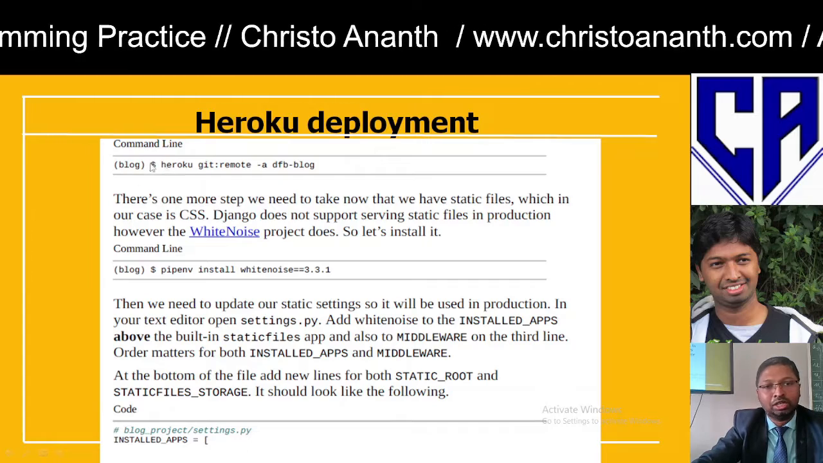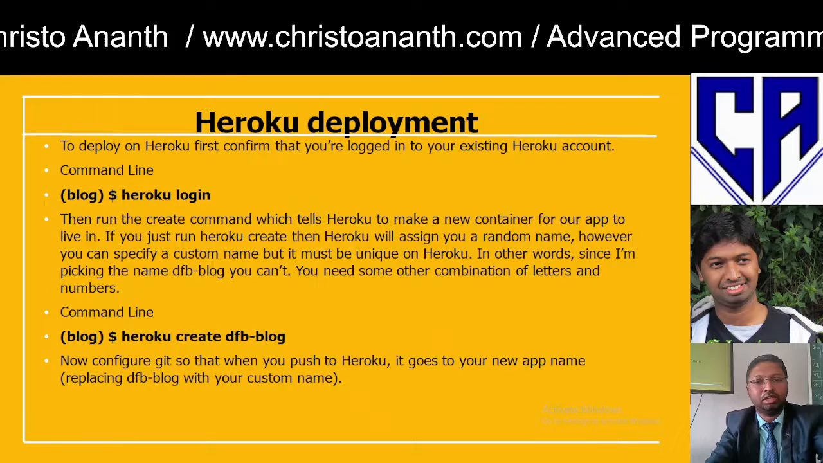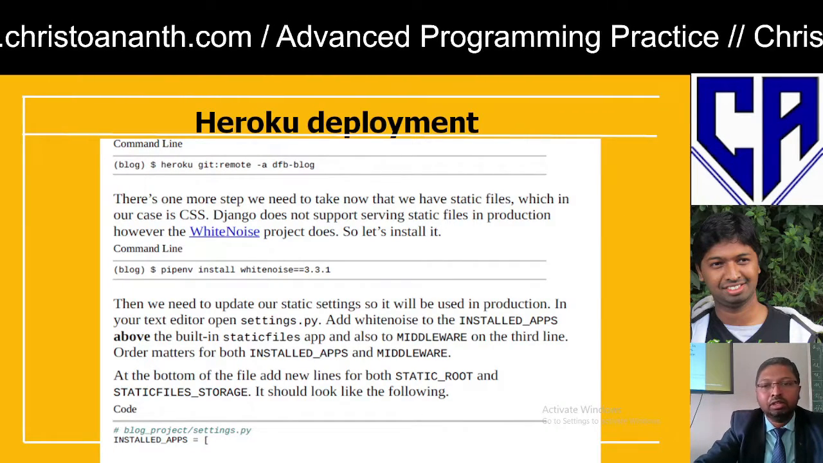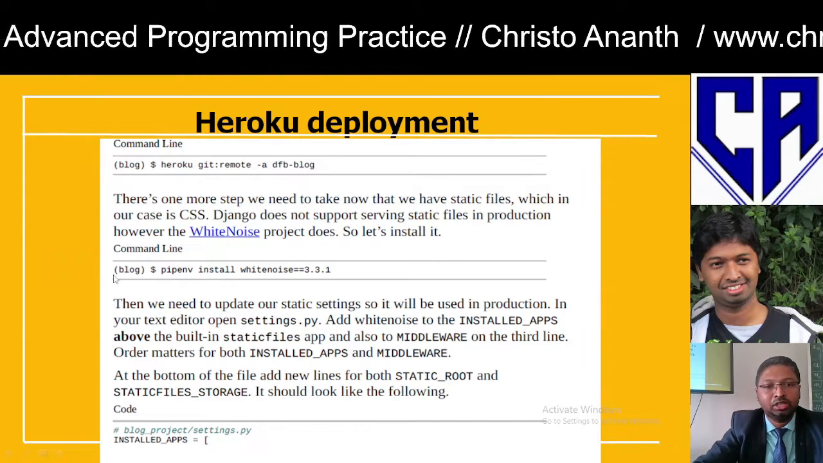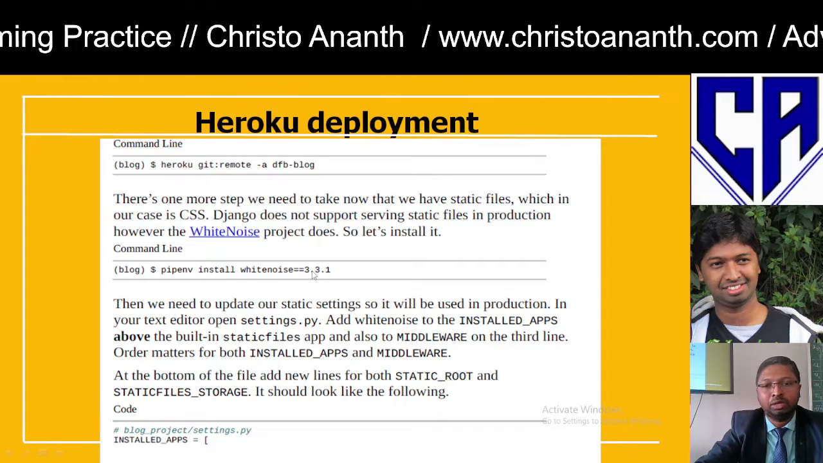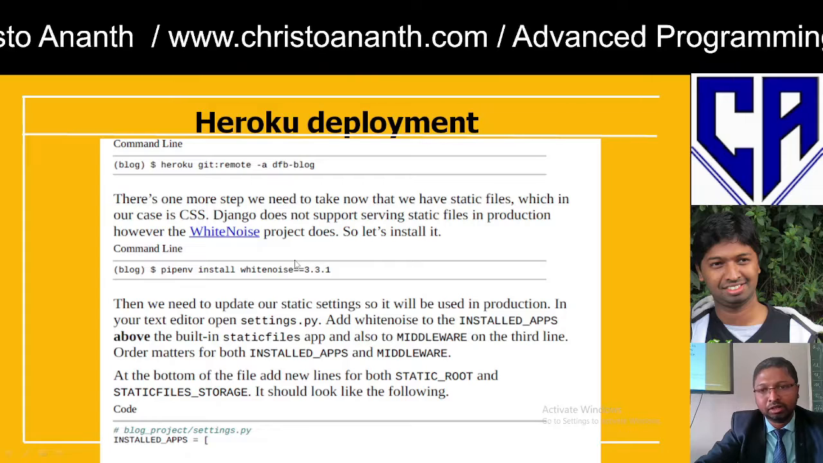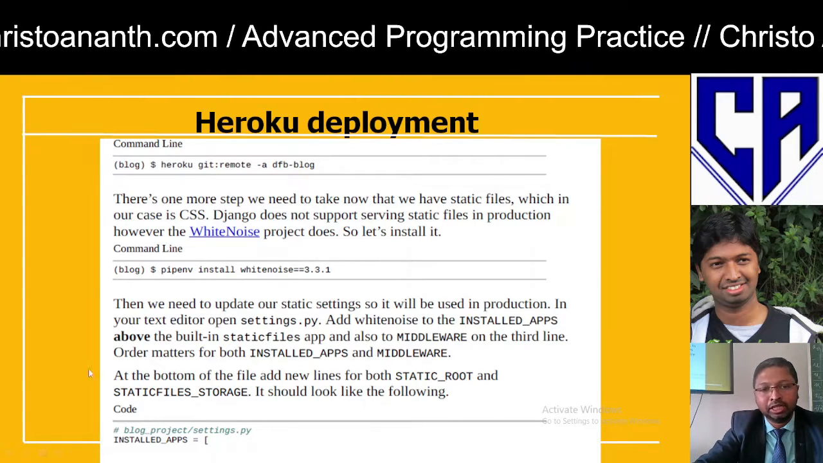So this is with $ heroku git:remote, so you have dfp-blog. This one you include, that dfp-blog. And there is one final step, which is nothing but the version. So within the blog, $ pipenv install whitenoise==3.3.1.